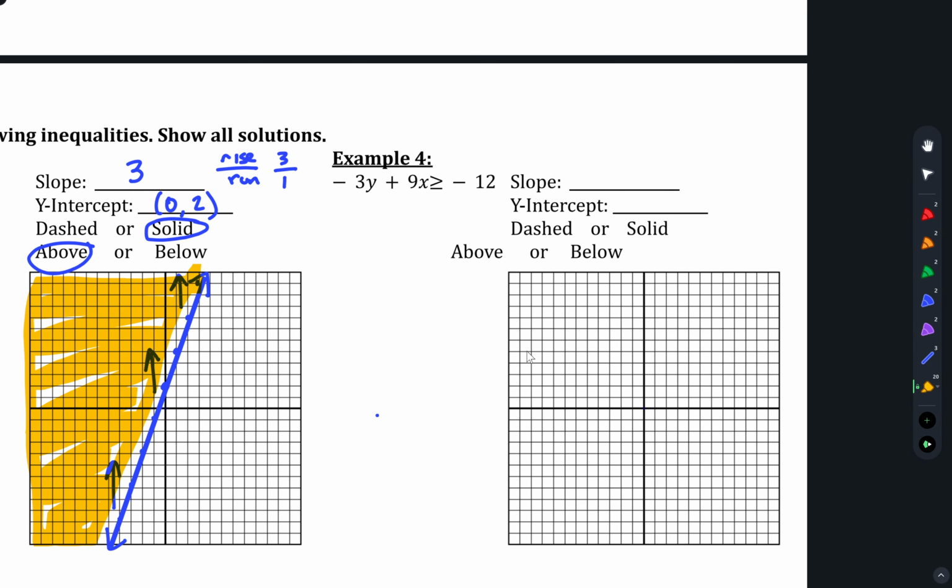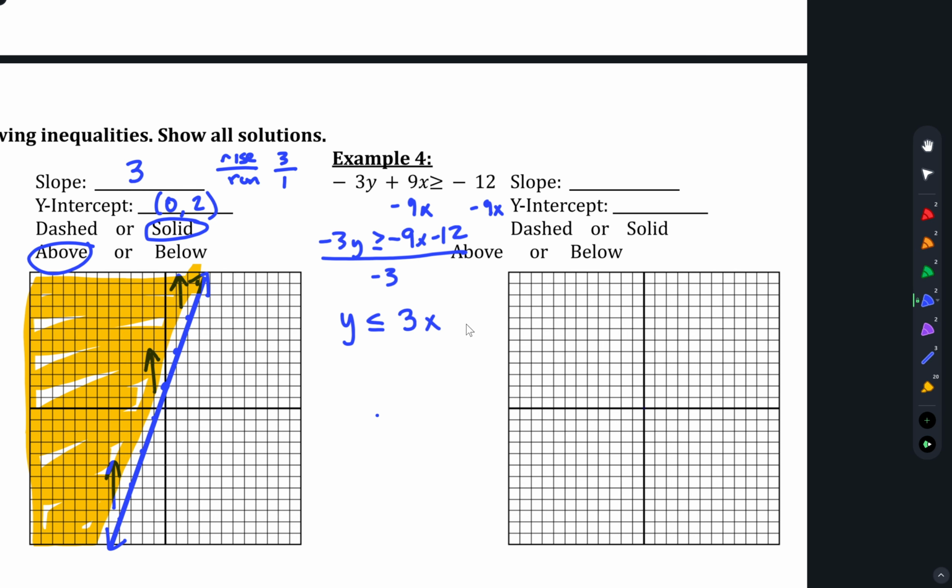All right, let's do it again. Are we in y equals mx plus b form? So I need to first get it into y equals mx plus b. I'm going to subtract 9x. And then what do I do? Divide by -3. And what happens when I divide this inequality by a -3? Oh, it switches. My sign flips. Do you remember that rule?